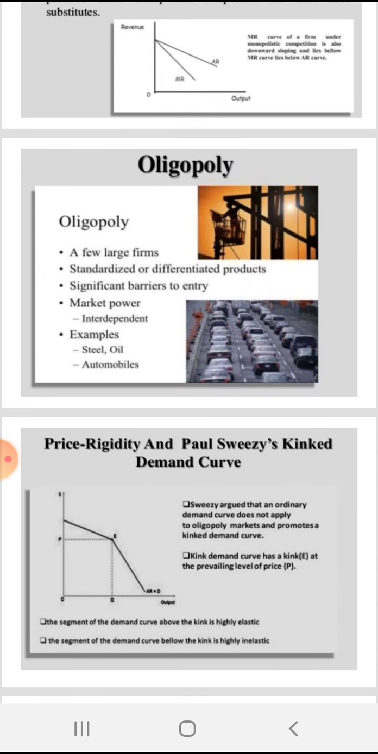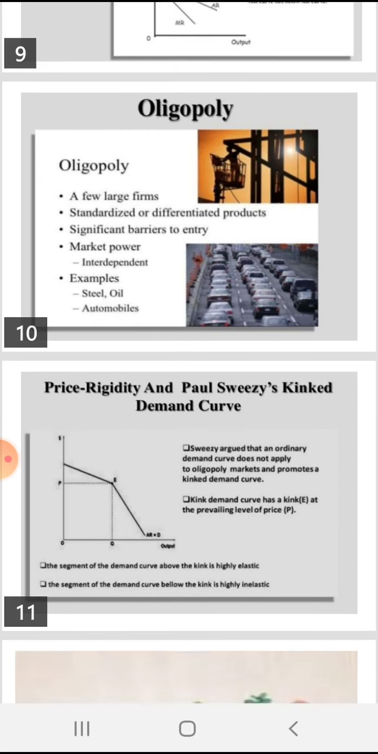Now let us see the oligopoly. In oligopoly, a few large firms produce standardized or differentiated products, with significant barriers to entry, market power and interdependence. Examples are steel, oil, automobile.